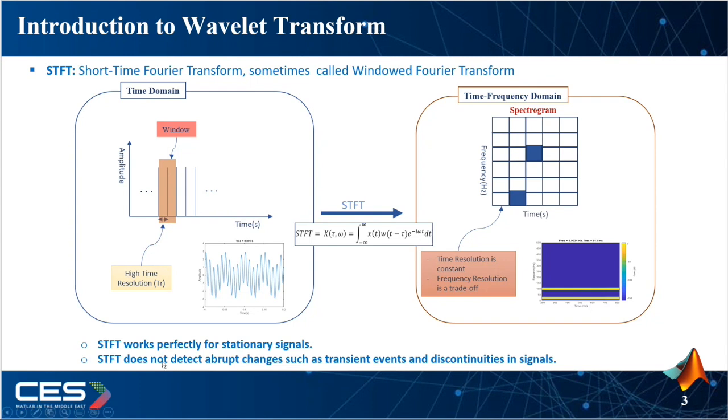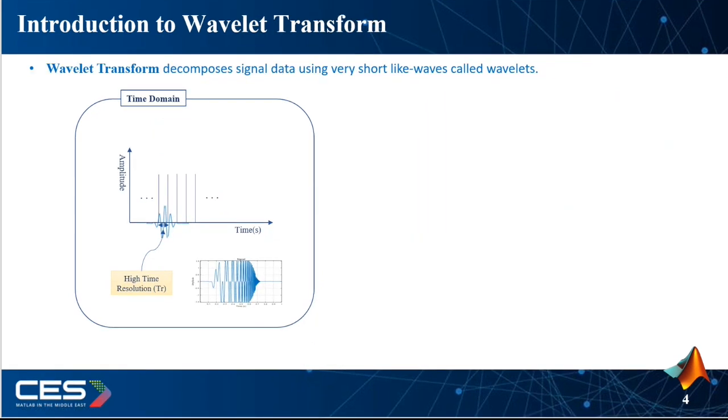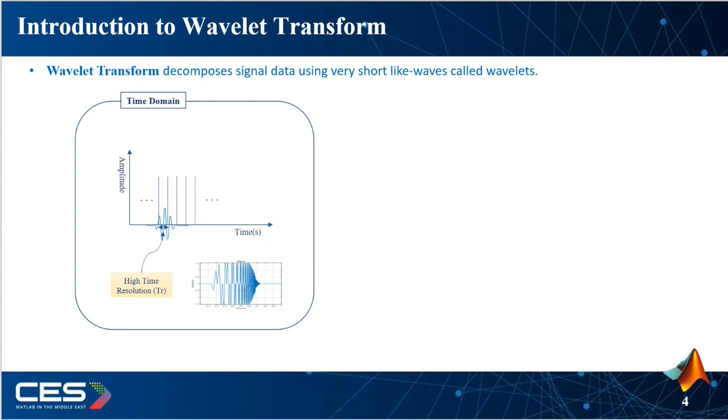So STFT works perfectly for stationary signals. A stationary signal is one whose components persist over time. An example here is a sine wave. So how can we get control over the resolution of the time or frequency?